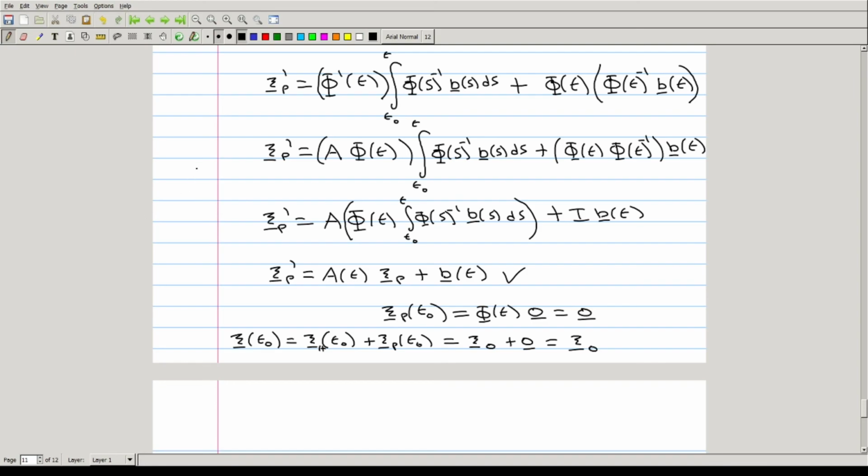And in the next few lectures, we'll go over how to deal with this specifically for constant coefficient systems and then maybe for more general systems as well.